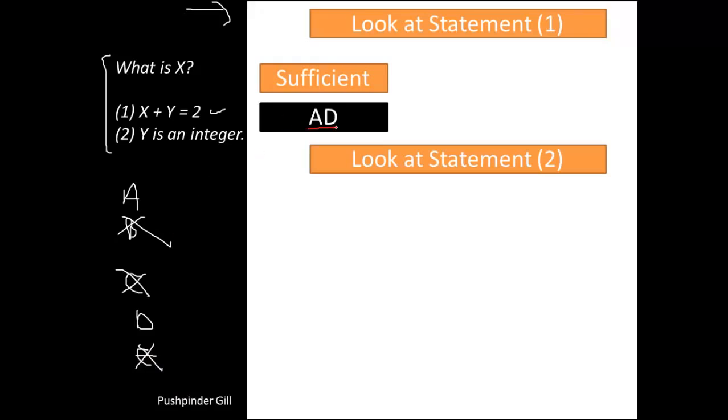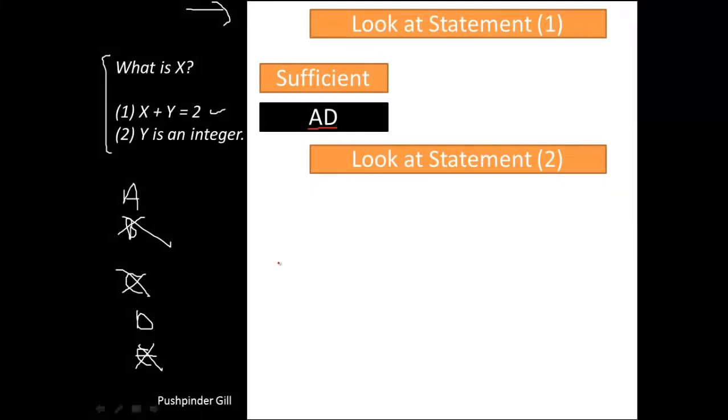That's it. So if you're falling short of time and you have just one minute left and you want to do this data sufficiency question, because you know in GMAT you can't leave questions alone, then if you look at the first statement and it's sufficient, you don't need to look at the second statement. A or D, that's your answer.